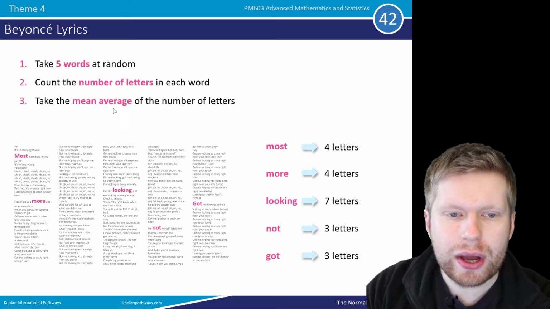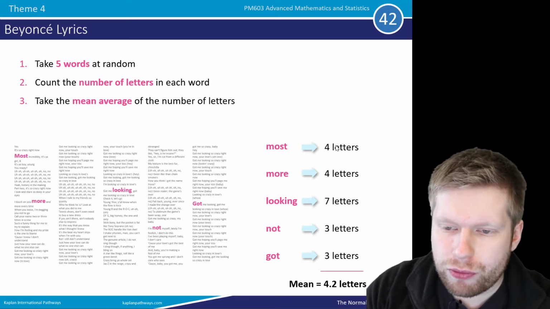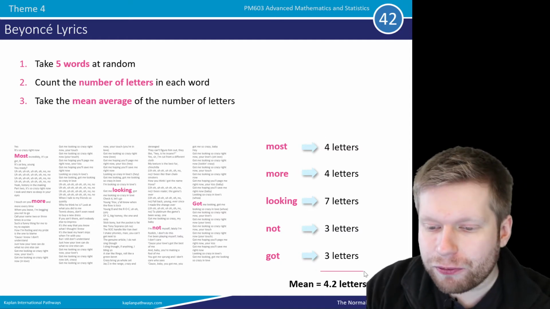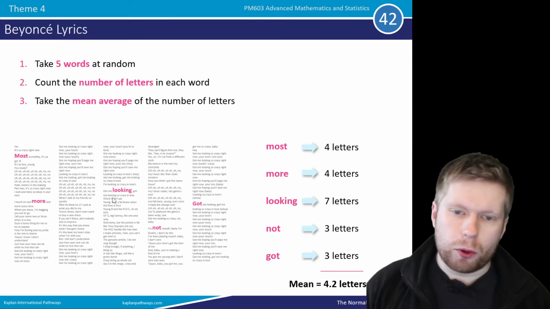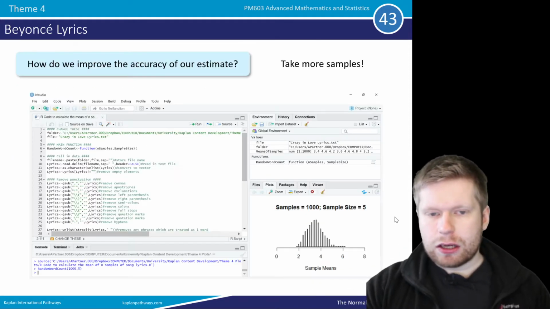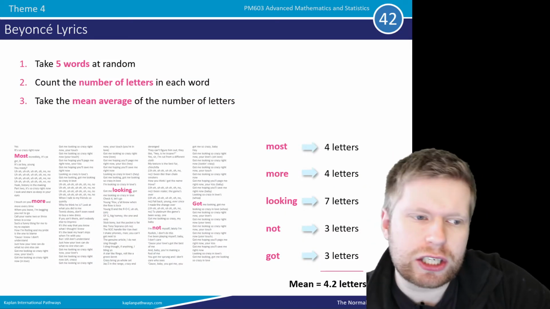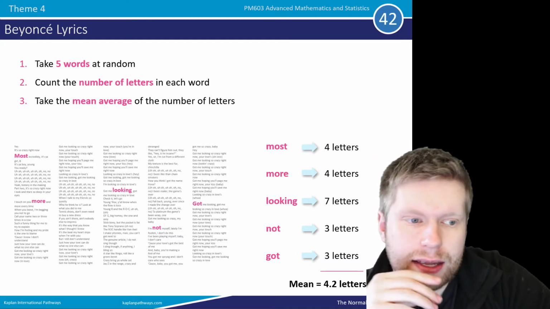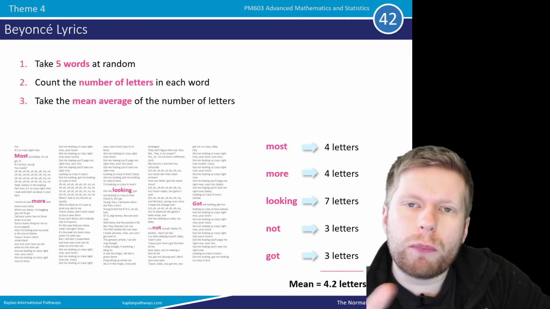Now what I need to do is take the mean average. If I look at 4, 4, 7, 3 and 3, add them all together, and divide by the number of things in my sample, in this case 5, I find that the mean number of letters is 4.2 for this particular sample. I need to look at this and ask how I can improve the accuracy. With this strategy, it's very quick and easy to do; I could literally do that in a couple of minutes, if that. And I find that the average word length for my sample is 4.2.